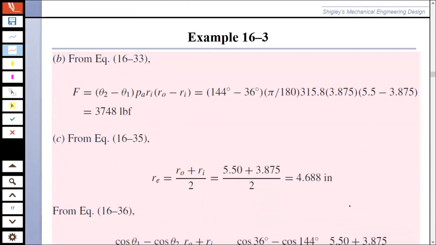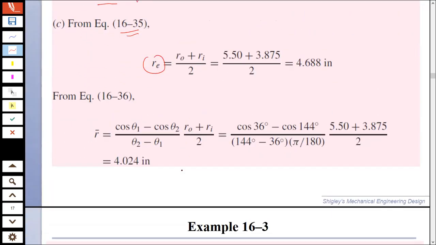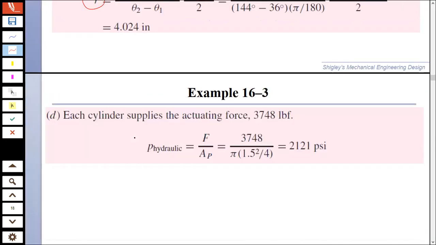For part B, you go ahead and put the values in equation 16-33, which is the actuation force. Actuation force मालूम करें, that is 3748 pound force. From equation 16-35, you can find the value of RE. Similarly, you can go ahead and find your R bar. अब ये चीज़ें मालूम हो गई हैं. We can also find out the actuation, जो सिलेंडर या हाइड्रोलिक प्रेशर कितना चाहिए.